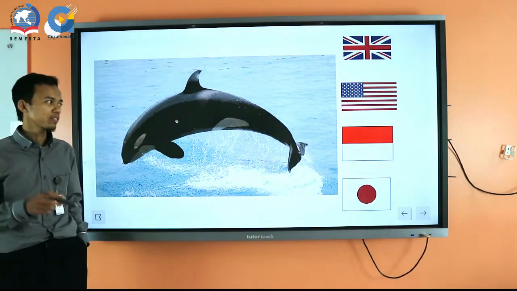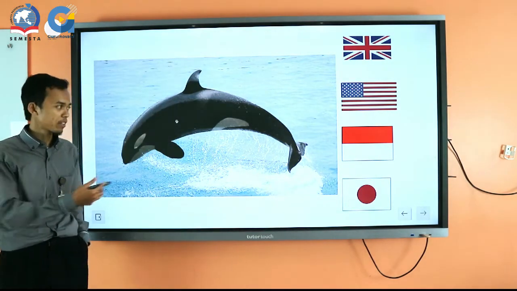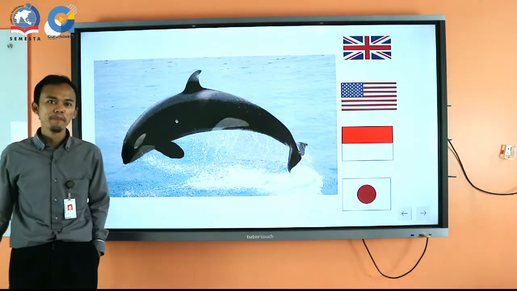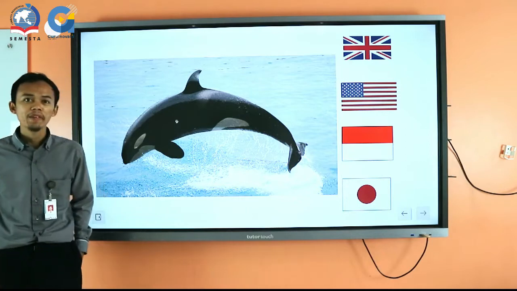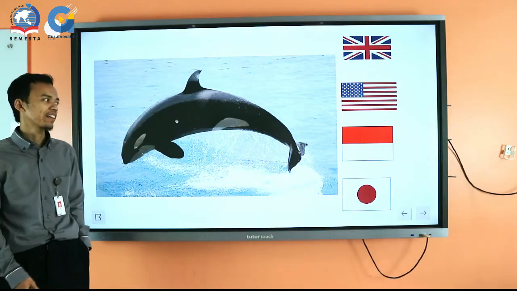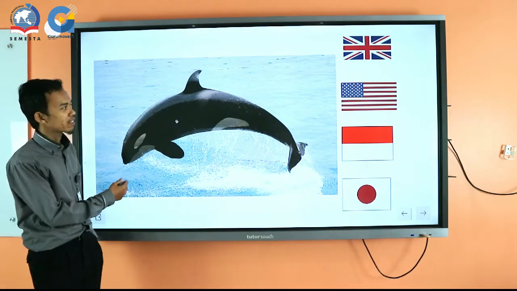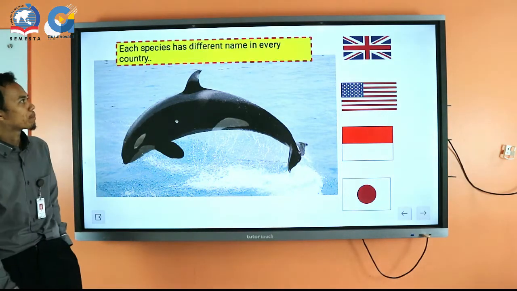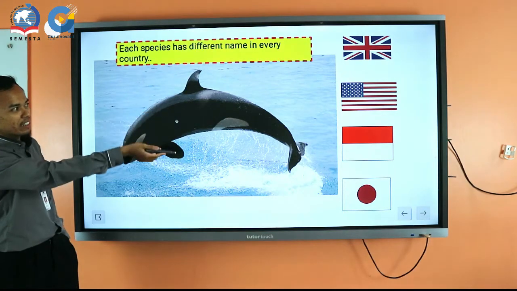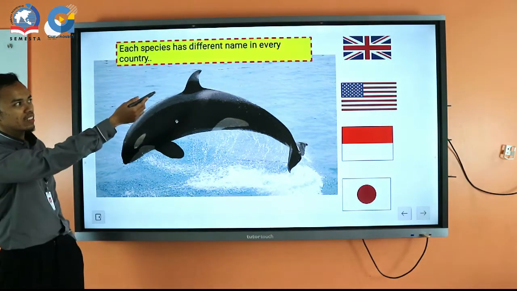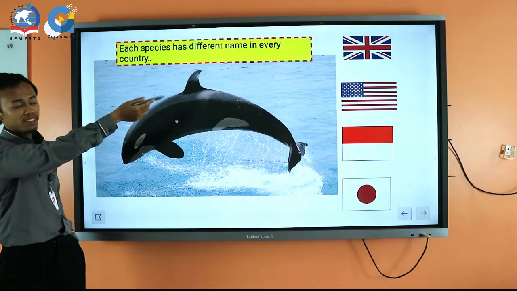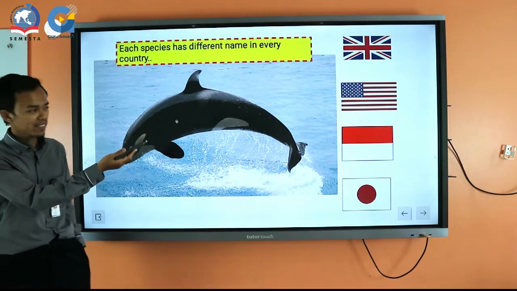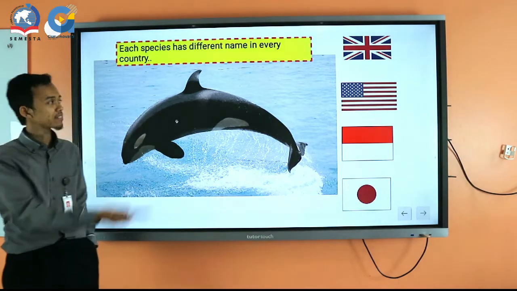I will remind you of the previous slides that I showed you before. What is this animal? Okay, black whale. Okay, correct. There are so many flags. Who knows the top flag? Yep, England, America or US, Indonesia, and Japan.